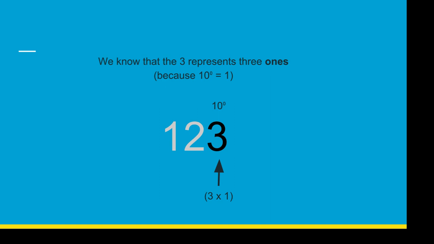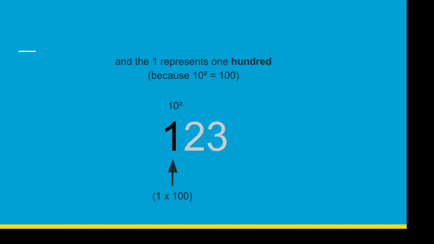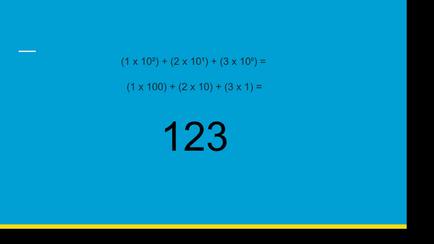So the 3 in 123 represents 3 times 10 to the 0 power, or 3 times 1. And the 2 represents 2 times 10 to the first power, or 2 times 10. So we have 2 tens. And the 1 represents 1 times 10 squared, or 10 to the second power, or 1 times 100. And so if we write it out in expanded form, what we actually have is 1 times 100 plus 2 times 10 plus 3 times 1. That's why it's 123, right? But we take that for granted. But we're doing this kind of calculation all the time. And we're so familiar with base 10 that we don't really have to think about it.